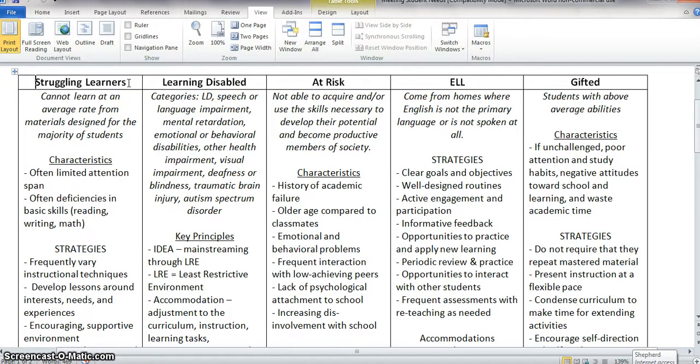So let's start by talking about struggling learners. These are students who can't learn at an average rate. They don't learn as quickly or as well as a regular student does for various reasons. And they often, under characteristics, have a limited attention span. They don't pay attention for as long, or they might have some deficits in reading, writing, and math, especially those core subject areas that really have an impact in all the subject areas. If a student is a poor reader, that's going to affect them in history and in science and every subject area. So, as a teacher, you always will have struggling learners, those who don't learn as quickly as the others.